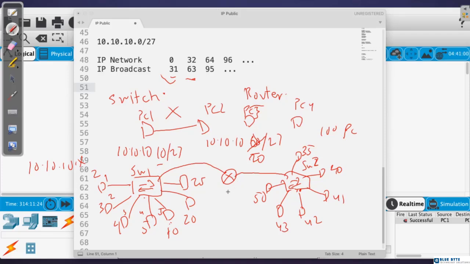Okay, now all PCs in room number 1 will be able to communicate with all PCs in room number 2. The summary is that switch is used to connecting many PCs in the same block subnet, while router is used to connecting many PCs in different block subnets. I think that's enough for this video. I hope you understand the function of switch and router.